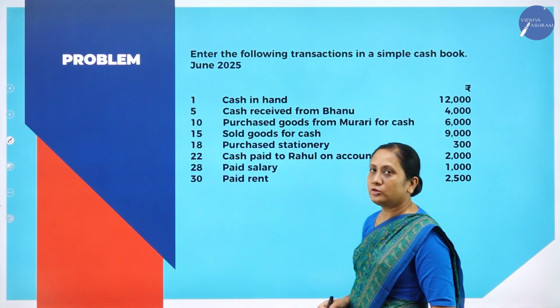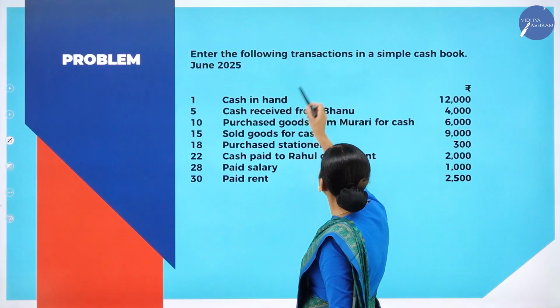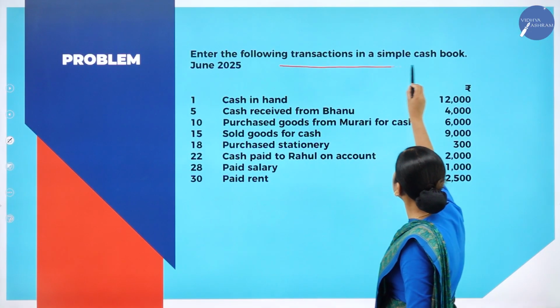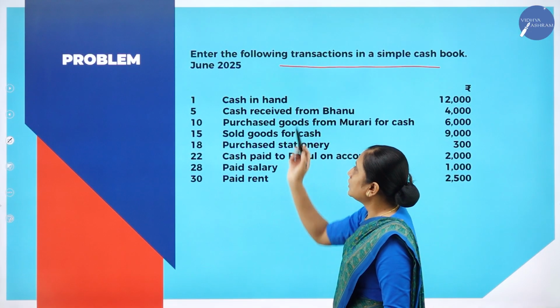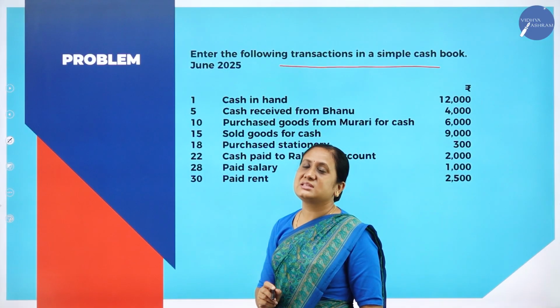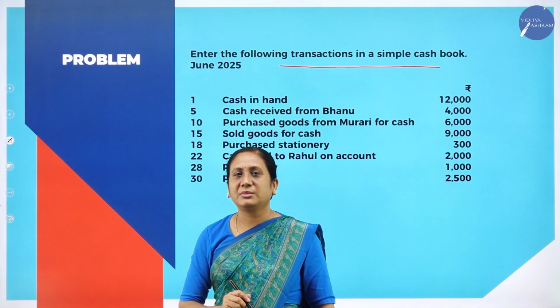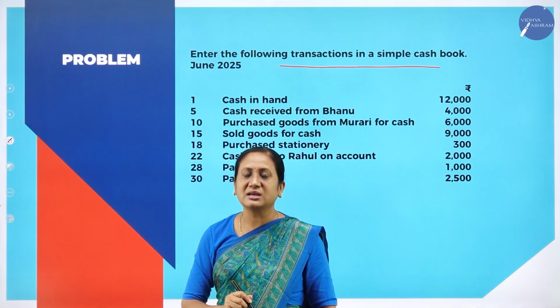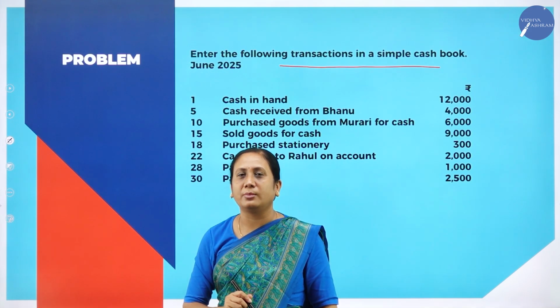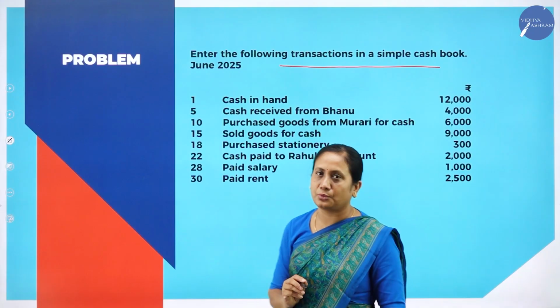Now we will move into the problem. This is what? Enter the following transactions in simple cash book. This is a problem of 6 marks. It is a 6 marks question. In your examination, they may ask for 6 marks. Single column cash book problems are asked for 6 marks only.